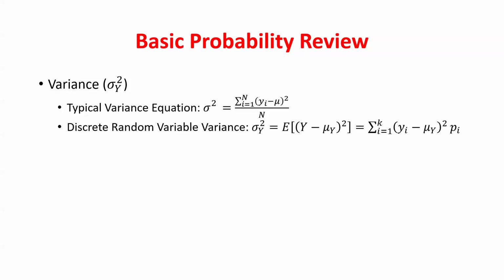We could do the same thing if we're doing it for a discrete random variable. We would just be adding up all the deviations from the mean squared, but multiplying by their associated probability.